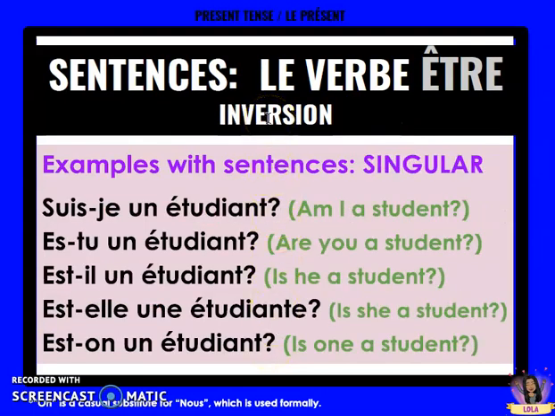Going into inversion in the singular form. And again, inversion is just flipping the subject and the verb. So when we switch them, the je suis becomes suis-je. Suis-je un étudiant? Es-tu un étudiant? Est-il un étudiant? Est-elle une étudiante? Est-on un étudiant?